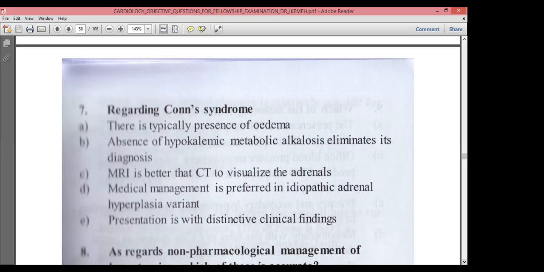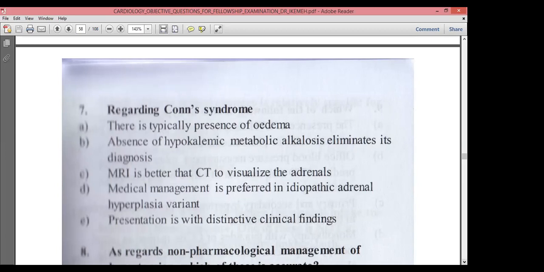So it says, regarding Conn syndrome, there is typically presence of edema. All right. The next option says absence of hypokalemic metabolic acidosis eliminates its diagnosis. Okay, that is not true. MRI is better than CT scan to diagnose. That is also not true.